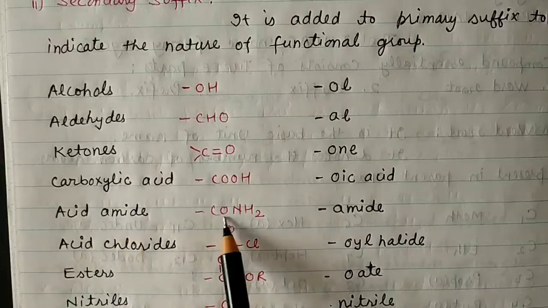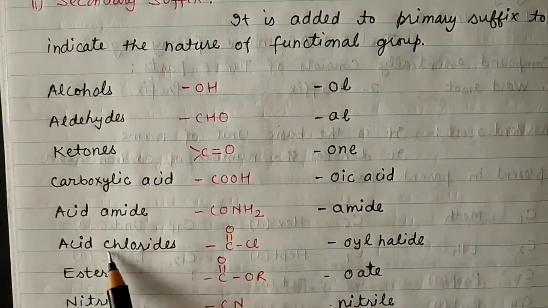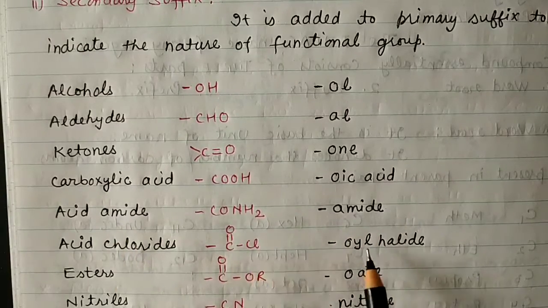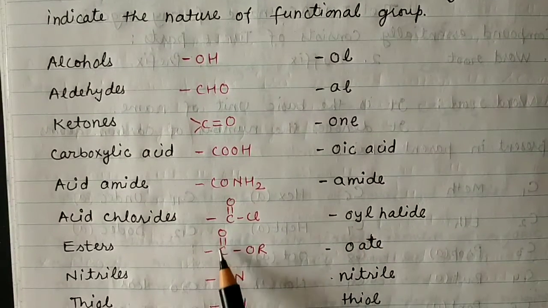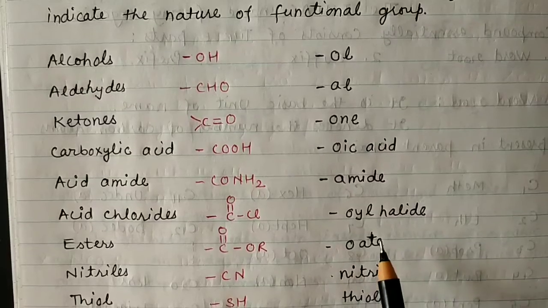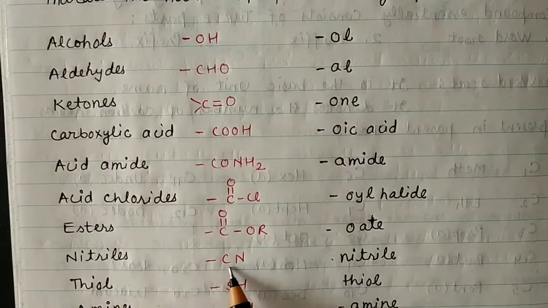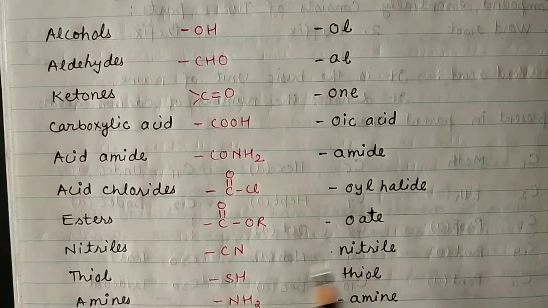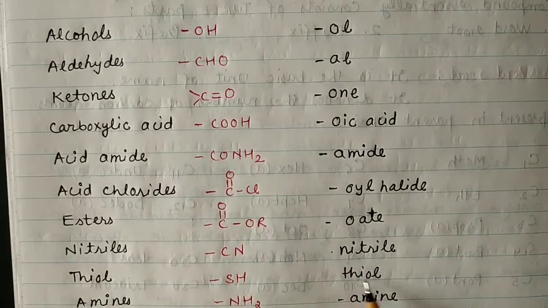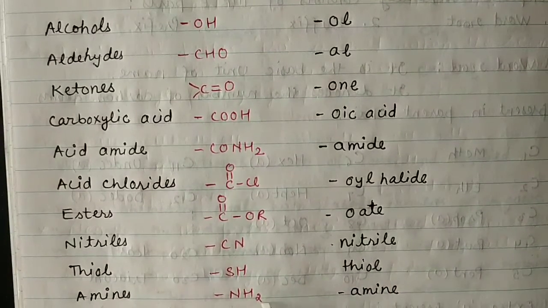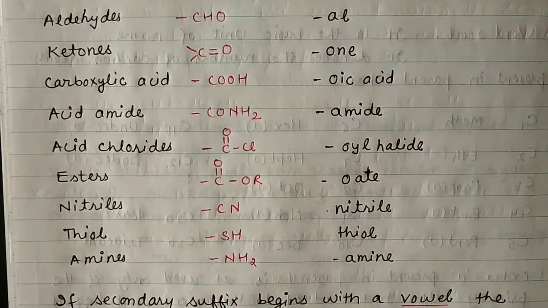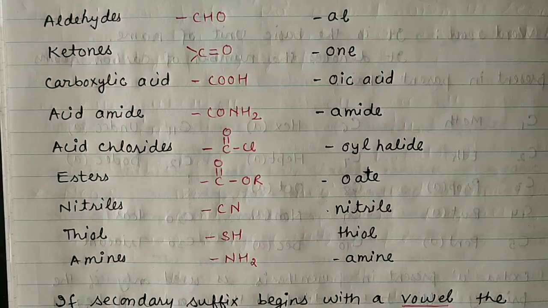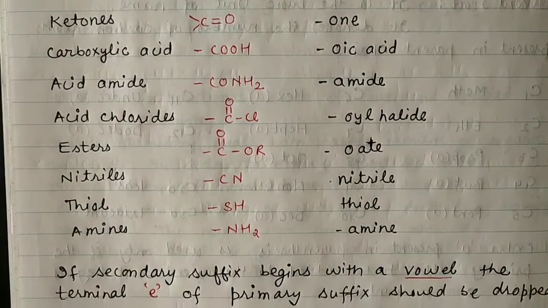For acid amide, CONH2, amide. For acid chloride, COCl, oyl halide. For esters, COOR, oate. For nitriles, CN, nitrile. For thiol, SH, thiol. And for amines, NH2, amine. So these are the secondary suffixes which we have to use while writing the nomenclature.